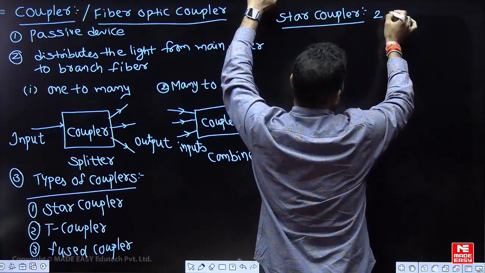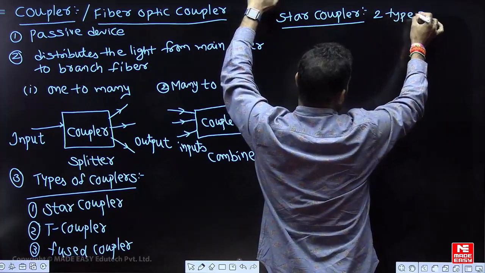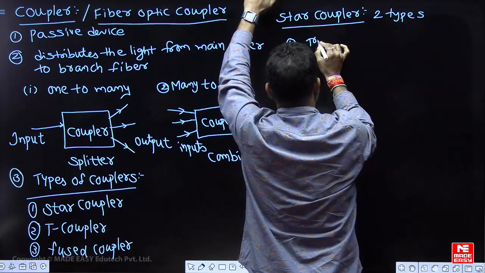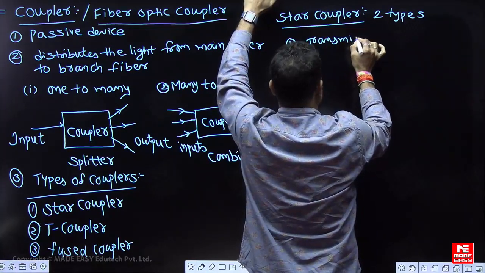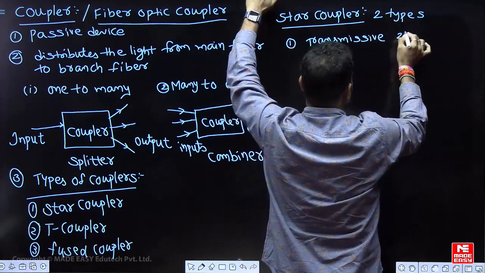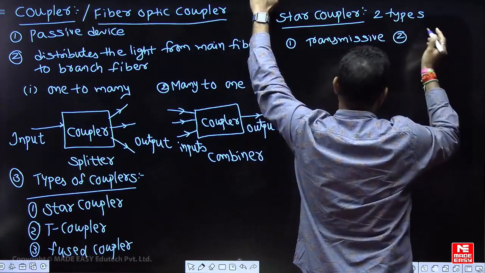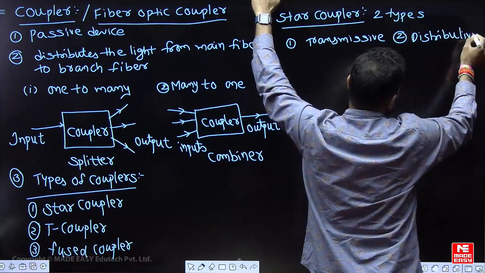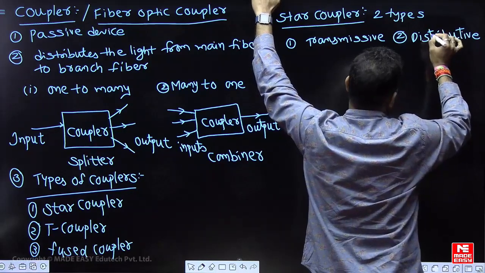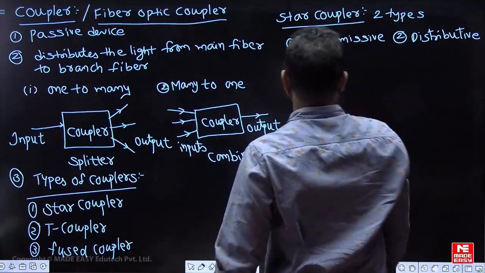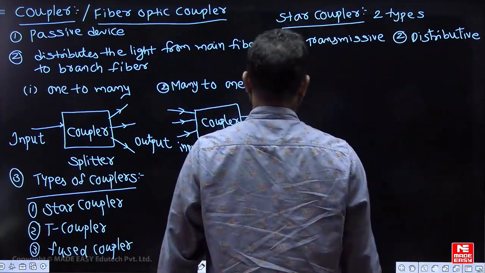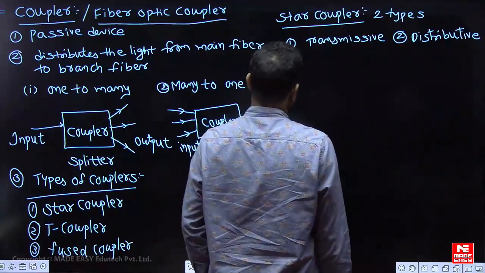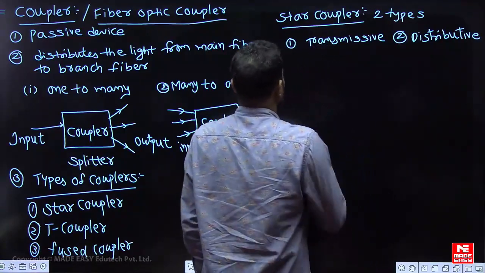If you talk about the star coupler, star couplers are of 2 types. The first type is called the transmissive star coupler. The second type is called the distributive star coupler. So one is the transmissive star coupler, and the other is the distributive star coupler. Now I can explain the transmissive star coupler.